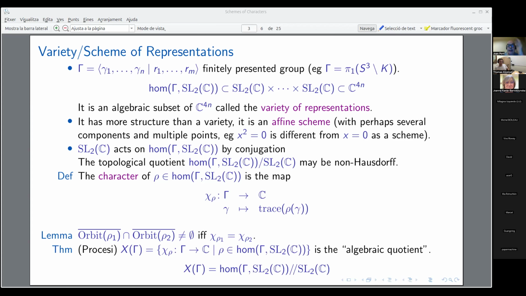It's more than that. There is a theorem of Procesi that I will explain later in the next slide that says if I consider the set of all characters, or representations, that's what we call an algebraic quotient. To distinguish it from the topological quotient, instead of one bar, we put a double bar. So what does this theorem say? It says that there is an algebraic object, an algebraic variety, in fact, an algebraic scheme that is the natural quotient of that. And this is what I want to explain in the next slide.